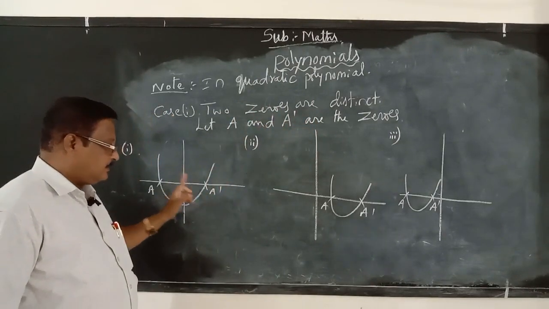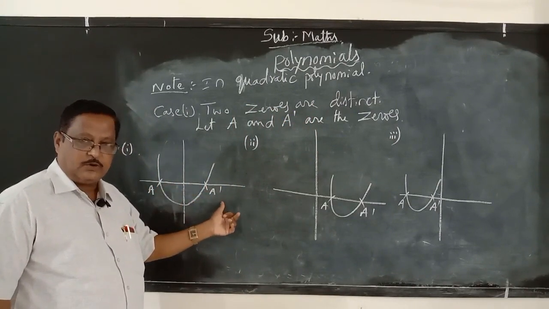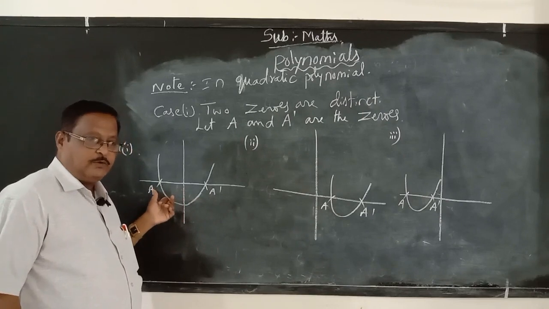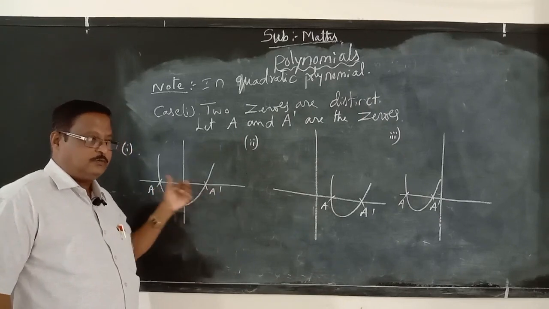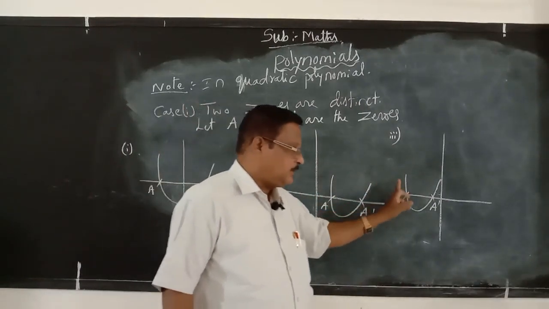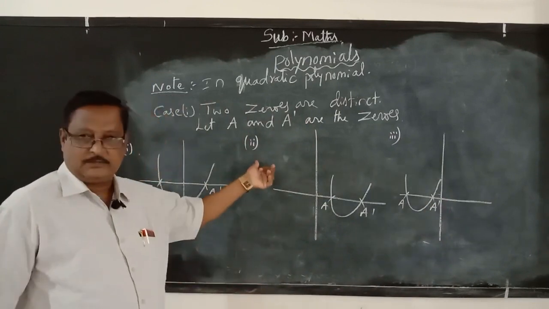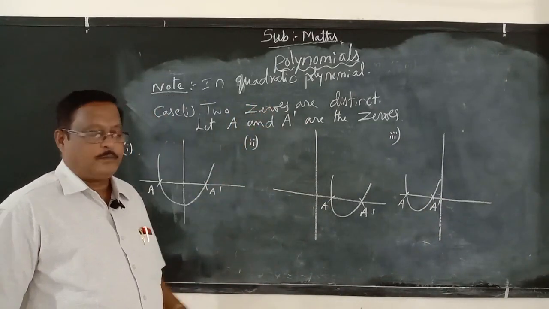The graph looks like this. In the first one, A and A dash are the two zeros, one is positive and another one is negative. This is positive, this is negative. Here both the zeros are positive, here both the zeros are negative. The quadratic polynomial will come in this type of graphs.